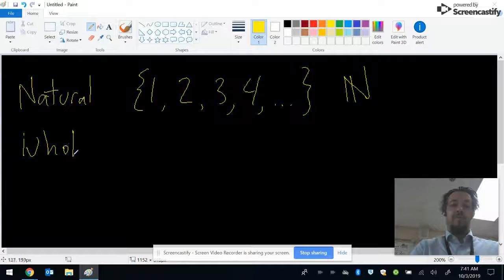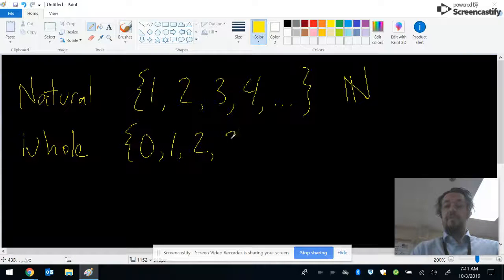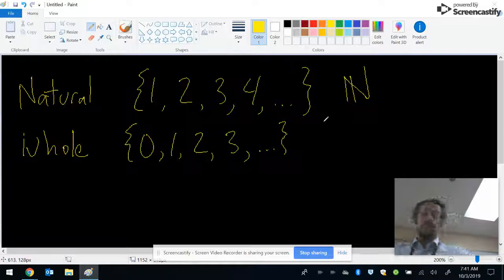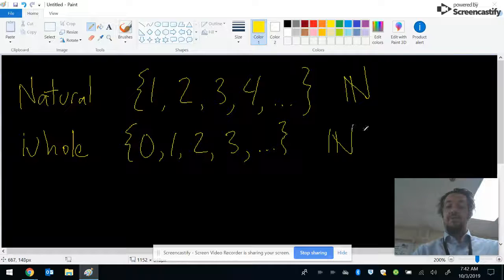And the whole numbers are essentially the natural numbers, but also with the number 0. We start with 0, we go to 1, 2, 3, and so on. Right? So they're the same set of numbers, but with one minor exception that 0 is considered a whole number. There's not an abbreviation for whole numbers. Oftentimes, we'll say that the whole numbers are just the natural numbers plus the number 0. Right.